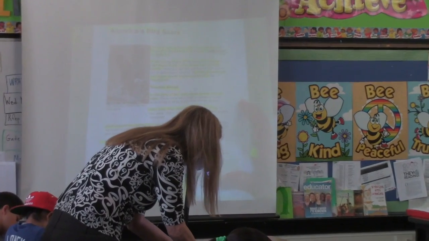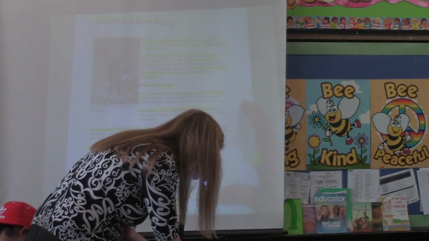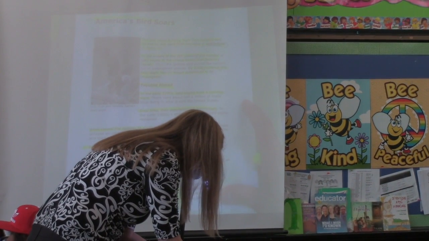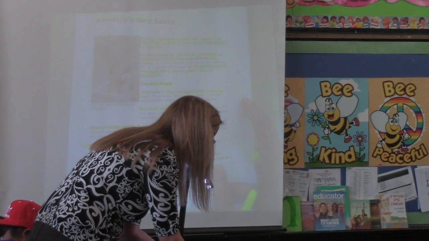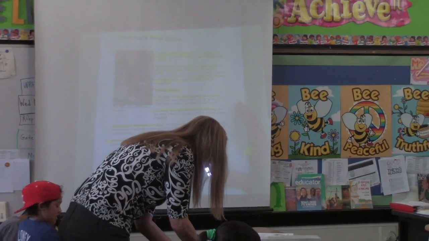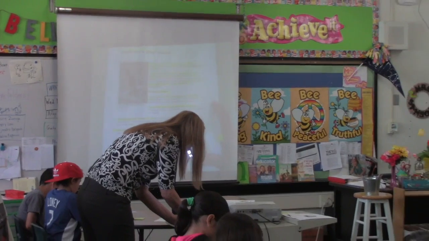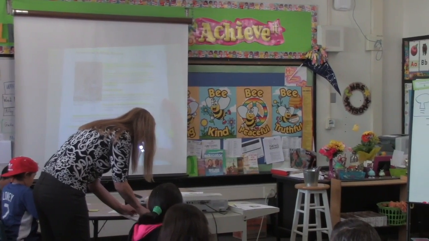Ooh, I see the word habitat there. It might tell me what a habitat is here, or it might be in the second sentence. Look at the second sentence. Is it telling you what habitat is? Yes. A habitat is, let's underline that one.